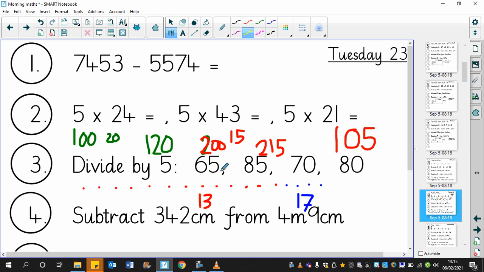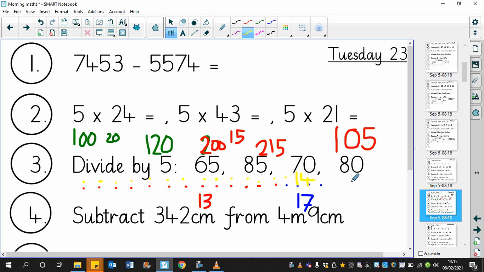Now 70, let's just count up again. So 5, 10, 15, 20, 25, 30, 35, 40, 45, 50, 55, 60, 65, 70, and then we'll count those dots. 1, 2, 3, 4, 5, 6, 7, 8, 9, 10, 11, 12, 13, 14. So 70 divided by 5 is 14.